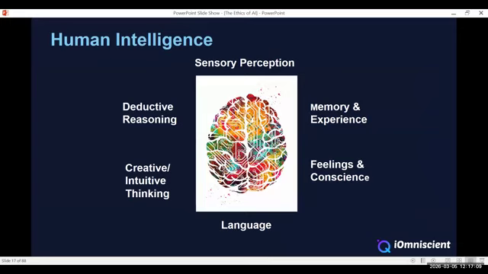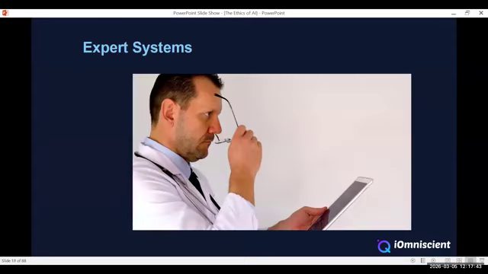Humans think in very, very complex ways. As you know, we have sensory perception. We can see, hear, smell, and so on. We have deductive reasoning. We have memory. We have experience. We do creative thinking. We have language. We have feelings. We have conscience. We have all those things. Machines don't have all that. Machines think primarily in terms of memory and experience. There's a little bit of language, a little bit of deductive reasoning, maybe some sensory perception, but it's fairly limited.